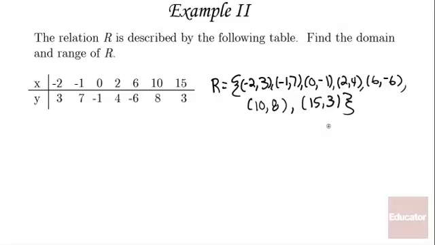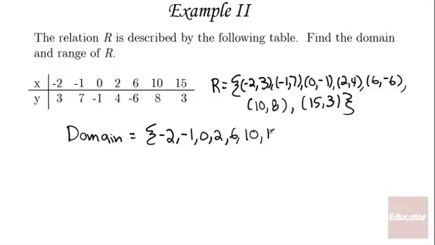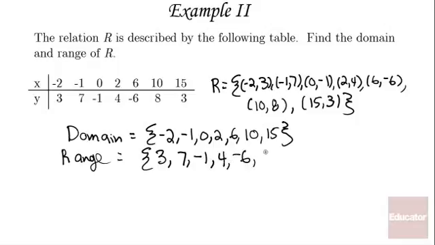It's a set of ordered pairs, and I'm asked to find the domain. Well, the domain are going to be the members of the first set, the X's. And that's going to be -2, -1, 0, 2, 6, 10, and 15. The range, that is going to be all the members of the second set of values. 3, 7, -1, 4, -6, and 8.